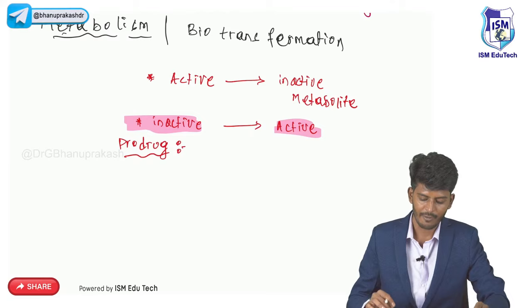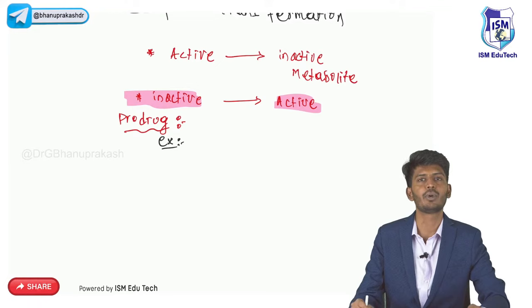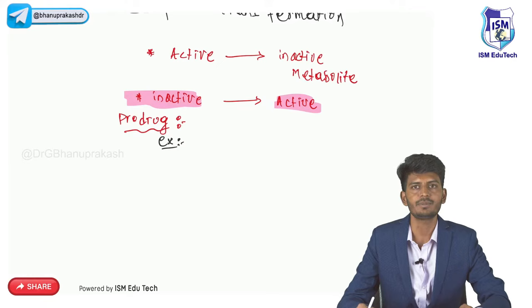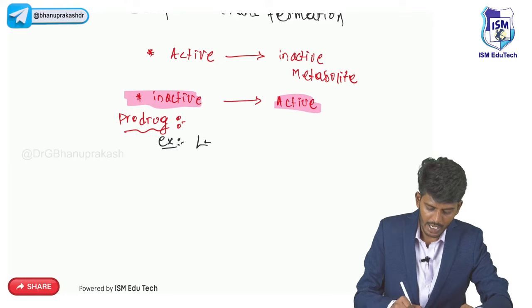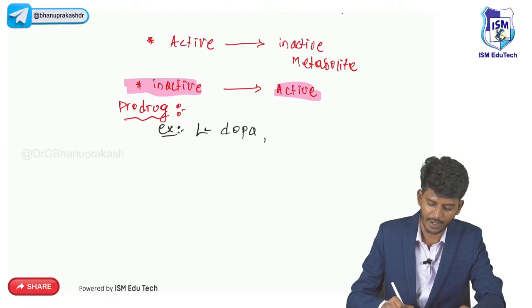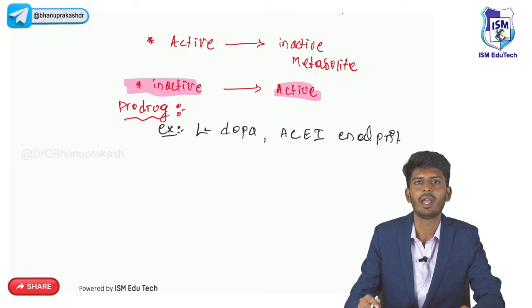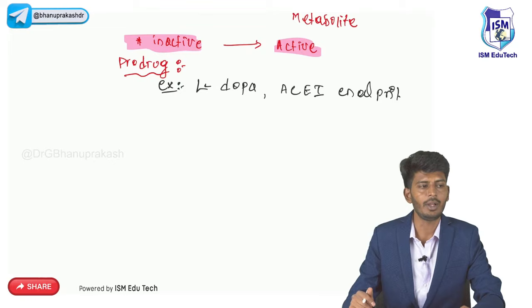Now, in the prodrugs, you need to give me some examples. Give me some examples, guys. Let's see. Okay, what are the examples for prodrugs? All of you have learned. One of the most important drugs you should all know is L-DOPA, that is your levodopa. Okay. Now, apart from levodopa, there are other drugs such as ACE inhibitors. Classically, we have enalapril. Now, this enalapril is an inactive drug. The inactive drug becomes active in the body.